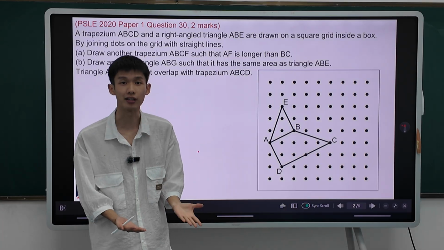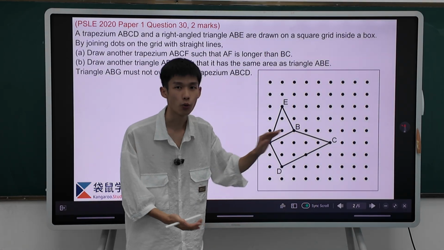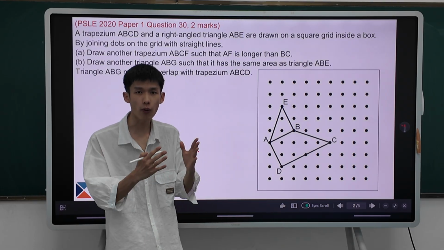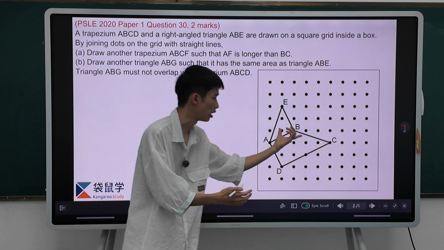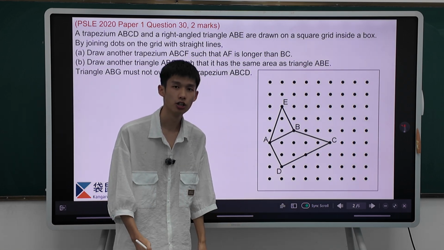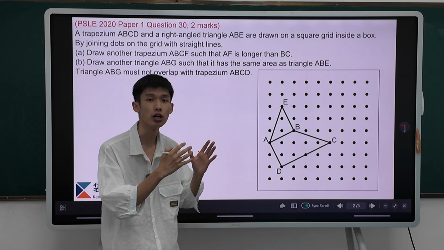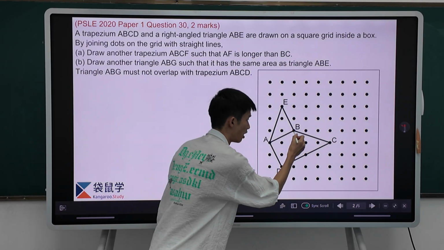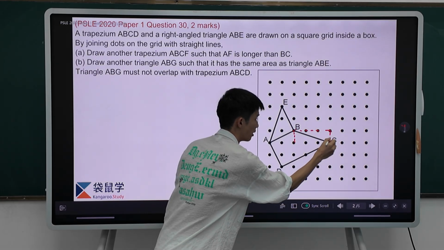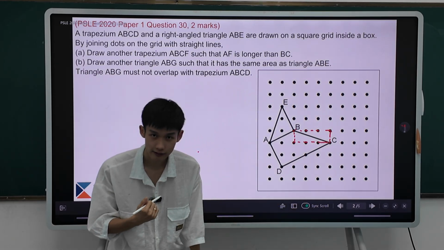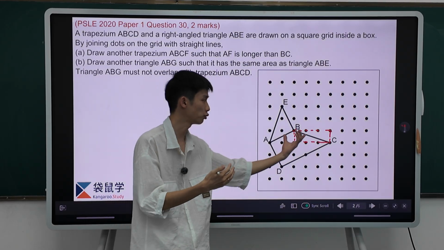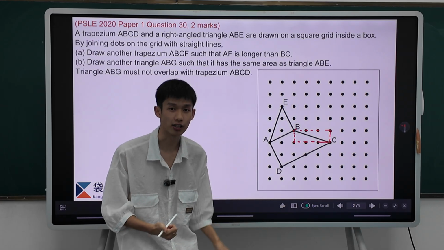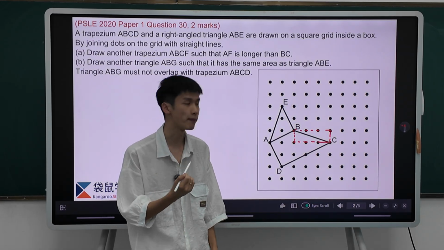So which one will be the parallel line? Yes, BC will be the parallel line, parallel to AF. So now the problem is how we can draw the line that is parallel to BC. For slanted lines, we can transfer them into rectangles to draw. For example, this slanted line, we can transfer into a rectangle of size 1 by how much? 1 by 3. After we transfer into a size of 1 by 3, we need to draw starting from A a rectangle of what size? Yes, also 1 by 3.